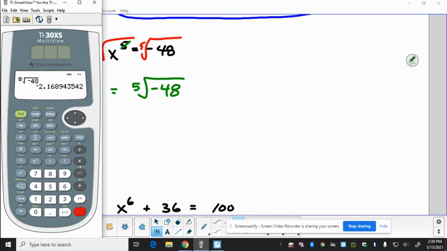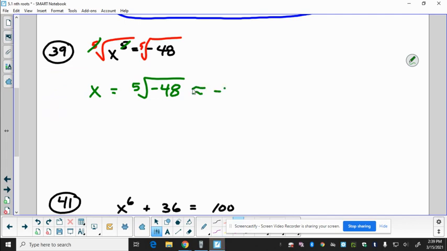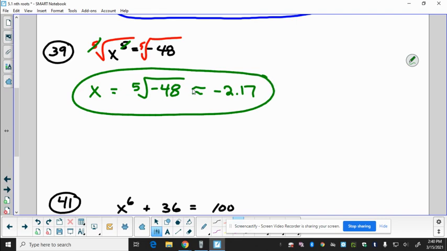The 8 right there will round that 6 up. So this will be negative 2.17. I use those little wavy lines. That means approximately.